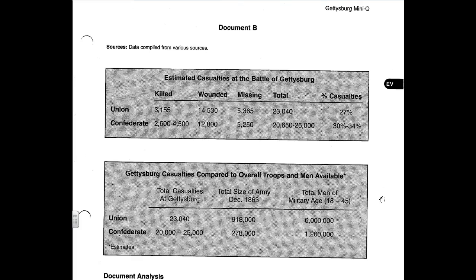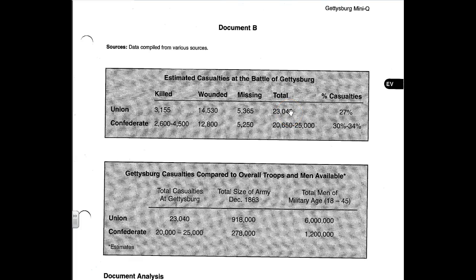750,000 men may have fought at one point for the South. And finally, Robert E. Lee was very aware that his casualties at Gettysburg, though comparable in number, see here between 20 and 25,000 for the Confederate and 23,000 for the Union, though comparable in number to the Union, the Southern casualties hurt the South more.